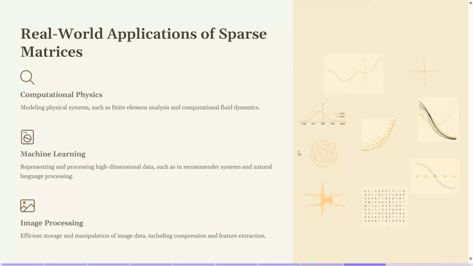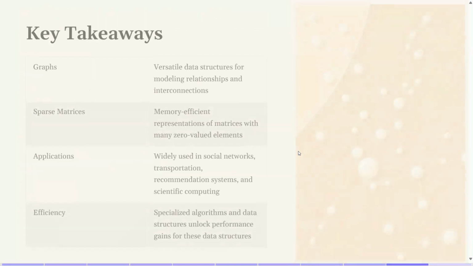They allow for optimized memory usage and faster processing, making them indispensable in applications ranging from social network analysis to medical imaging and machine learning. So, those are the real world applications of sparse matrices.